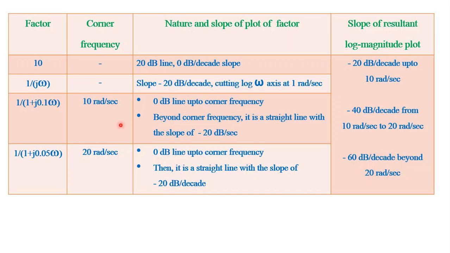Therefore, I can put it in a simple way. Initially, only these two factors up to 10, so 0, minus 20 dB per decade. After 10, this also plays, so minus 20 is minus 40. After 20, this also changes its slope, so minus 20, minus 60 dB per decade. Let us see how to draw the plot with all this information.